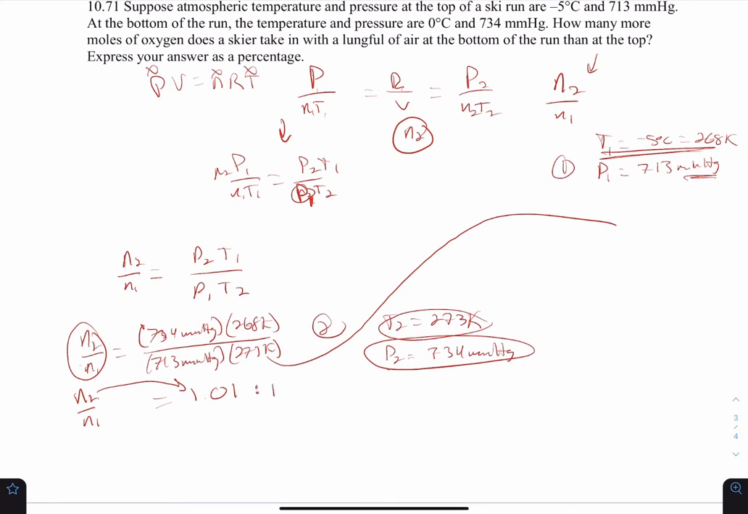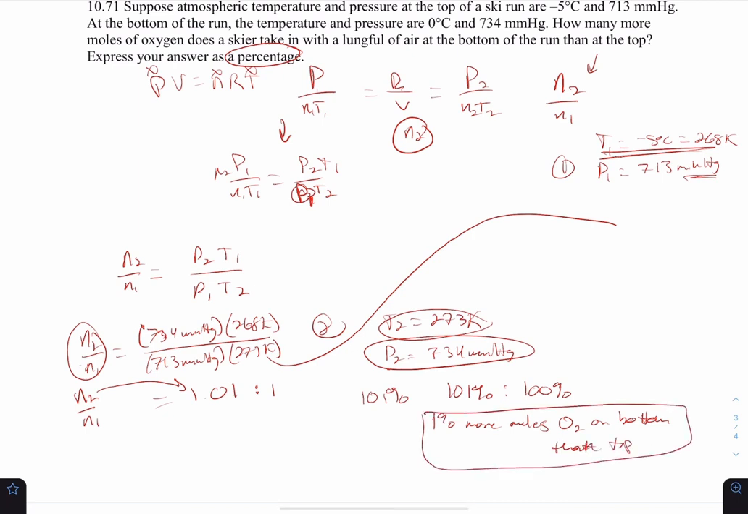But in percentage terms, which is what they're asking for, what that really means is that there is 101%. That doesn't mean 101% more, because this is 101% compared to a ratio of 100%, not to 1. All that means is that there's 1% more moles of oxygen on the bottom than the top. All right, so that's how you solve a question like this.